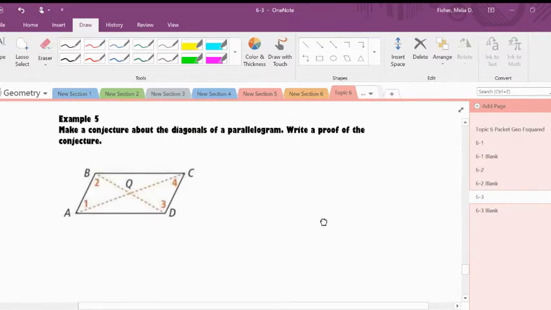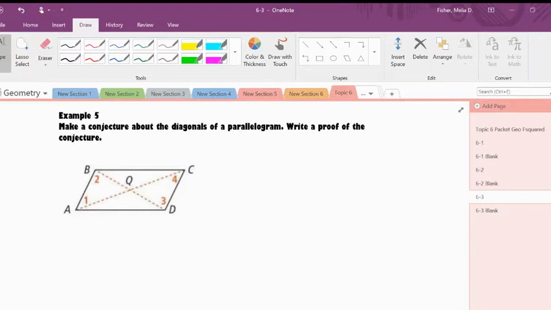Now let's look at example 5. Make a conjecture about the diagonals of a parallelogram and write a proof of the conjecture. Well, the conjecture we're going to make is that those diagonals are bisecting each other. So the first thing that we know is that it is a parallelogram. That means that the opposite sides are parallel and congruent. So we know that those pieces are parallel and they're also congruent.